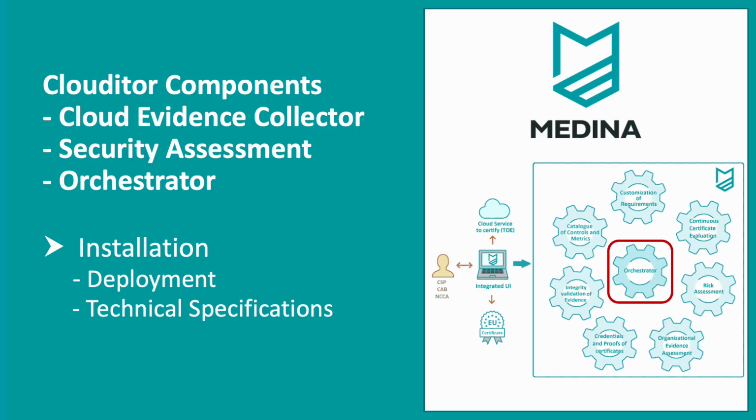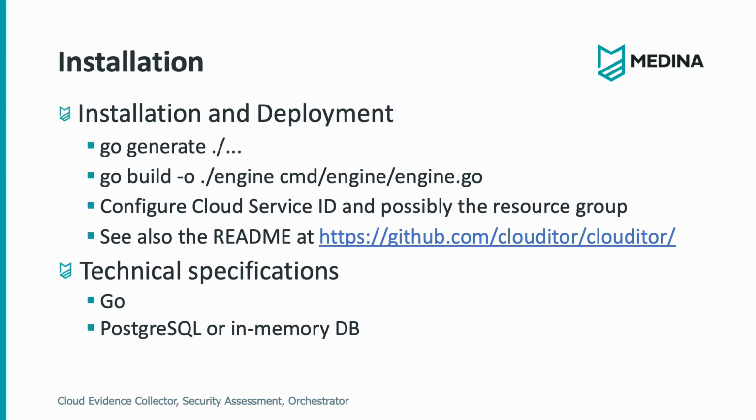Let's now review some installation details. To build one of the components, make sure Go is installed and simply use the Go generate and Go build commands as stated here. Also, some environment variables should be set, for example to configure the cloud service for which the evidences and assessment results should be collected. As mentioned earlier, the components are written in Go and the Orchestrator can either use an SQLite or Postgres database.